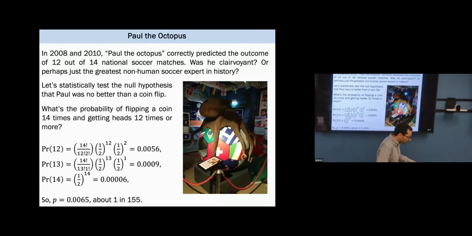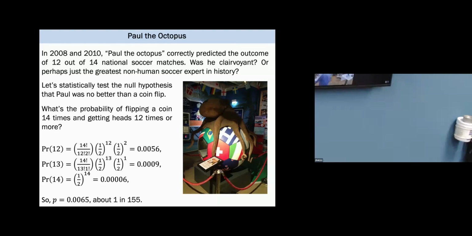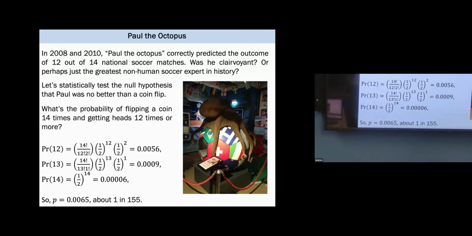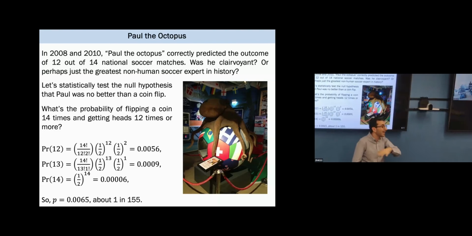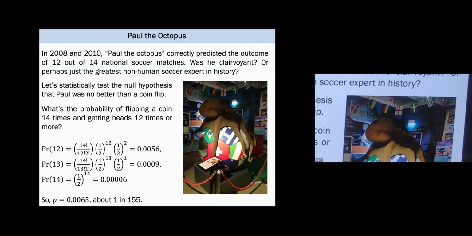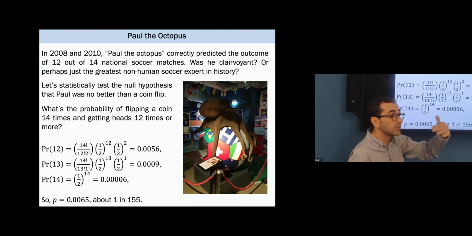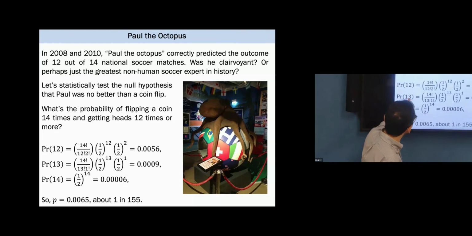For example, maybe the octopus predicted the first 12 correctly and the last 2 wrong, or maybe he predicted the first 2 wrong and the other 12 correctly, and any other combinations, okay? That's why we're multiplying with that combination in front of those fractions. So then we get the probability. We do the same thing for the probability that he predicts 13 out of 14 times, again the same logic, and then the probability that he predicts correctly 14 times out of 14.